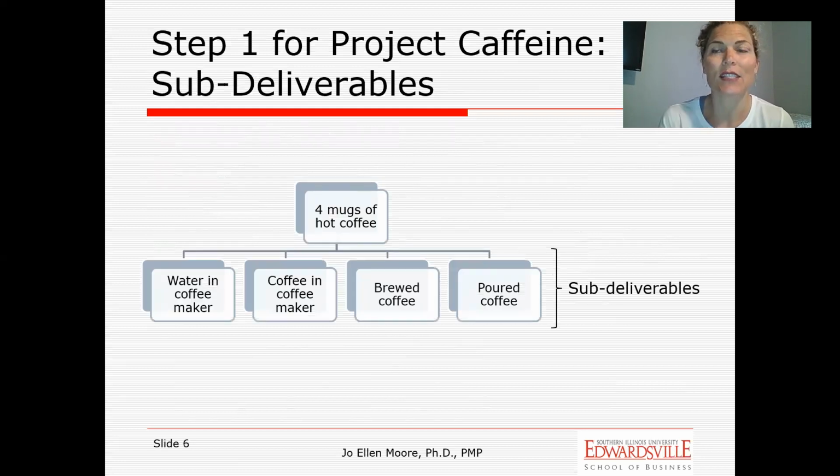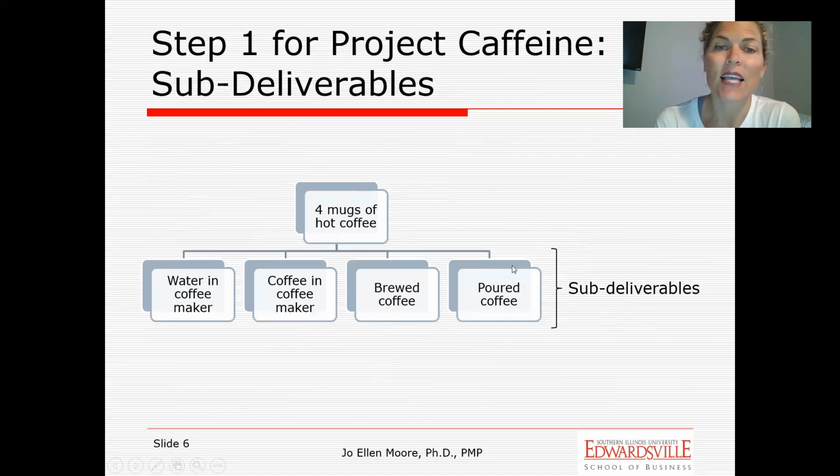So you can see here's this breakdown, this hierarchy that the definition talks to. At the top, this is what we want: our final product needs to be 4 mugs of hot coffee. Now if we brainstorm as a group what it is going to take to do that, those are the sub-deliverables. Water in the coffee maker, coffee in the coffee maker. We need to brew the coffee, and then we also need to pour the coffee. Again, very simplistic, but that's the idea, to break it down.